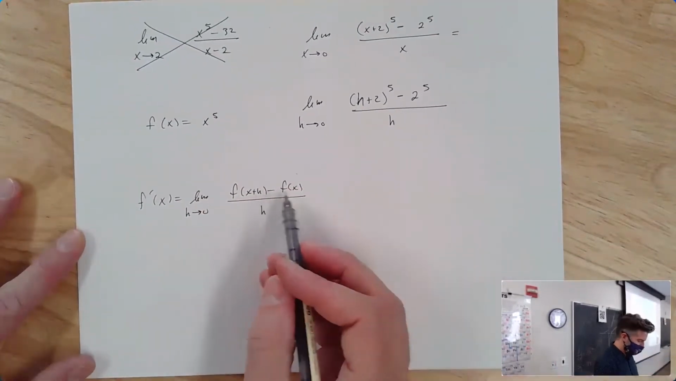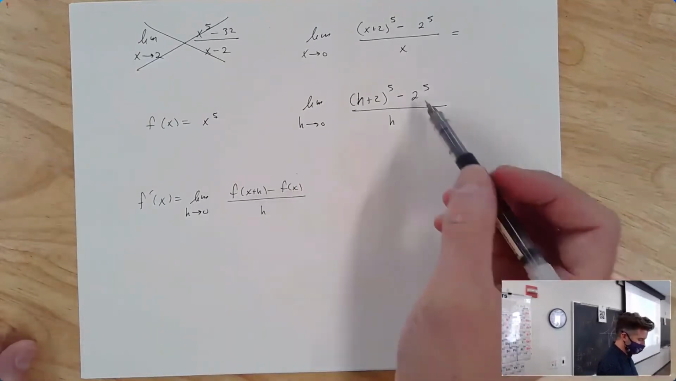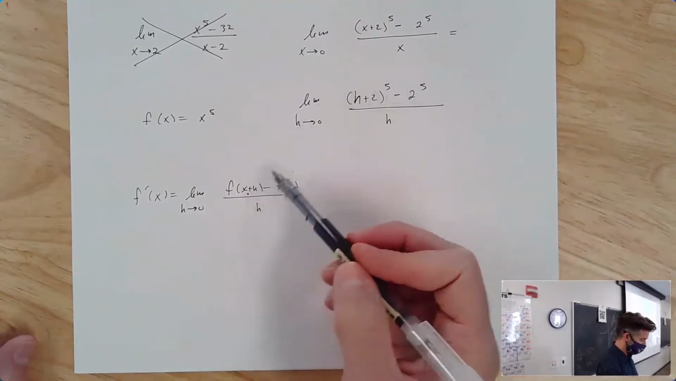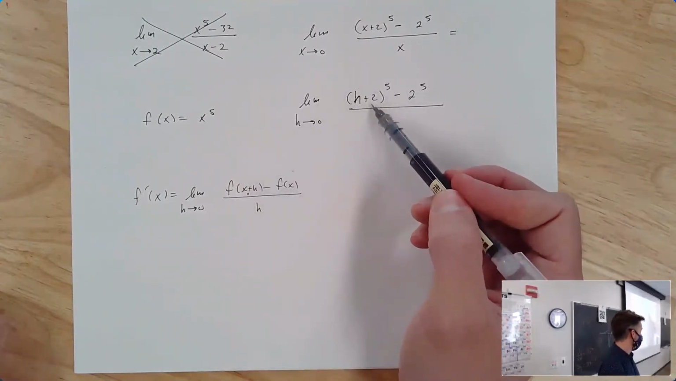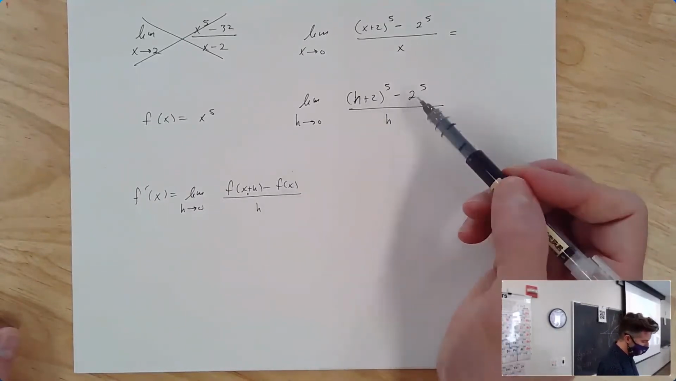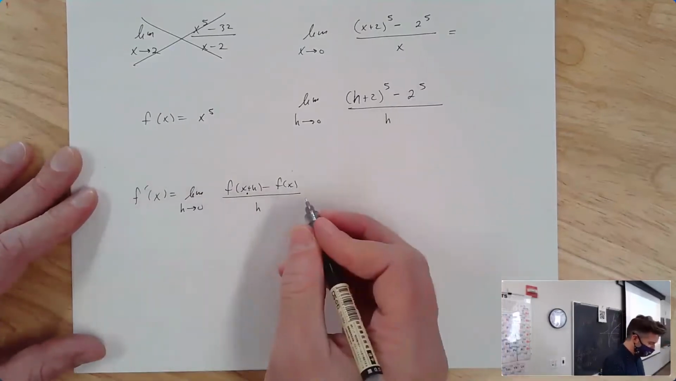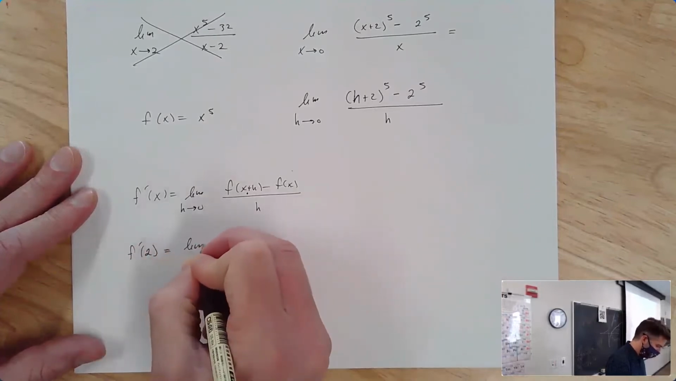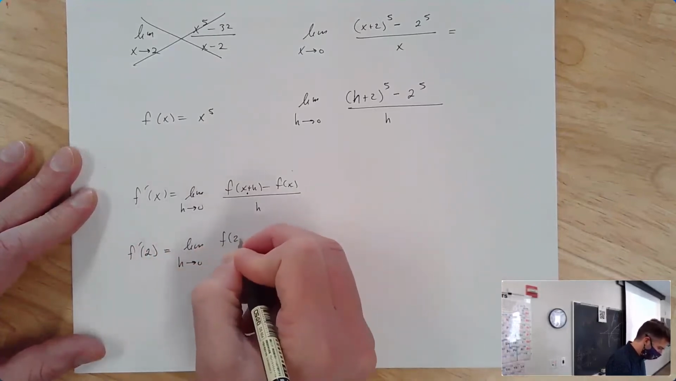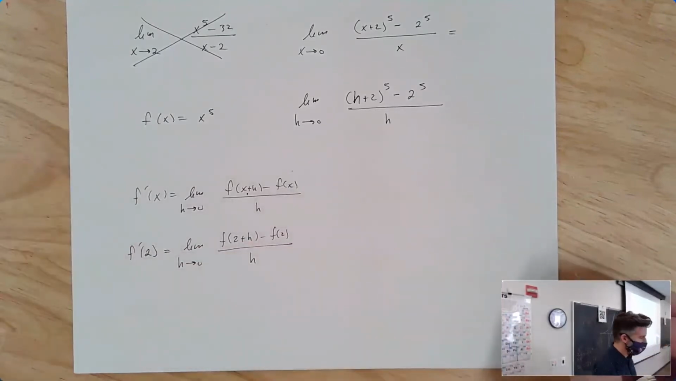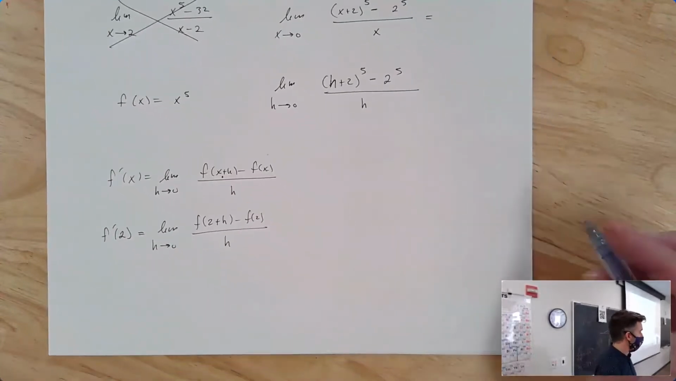But I don't have x plus h and x. What do I have instead in this expression? Instead of x plus h, I have 2 plus h. Instead of x, I have 2. So what I'm really thinking here is, if f prime of x is this, f prime of 2 is the limit as h goes to 0 of f of 2 plus h minus f of 2 all over h. That's the idea here, that we want to see that this is really the derivative of a function evaluated at a particular point.